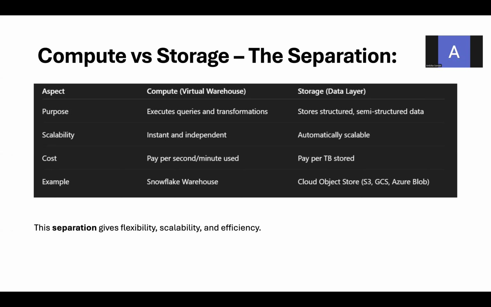Example for compute: Snowflake warehouse. For storage, it is a cloud object store, for example S3 bucket, Google Cloud Storage, and Azure Blob. So this is about compute compared with storage. This separation gives flexibility, scalability and efficiency.